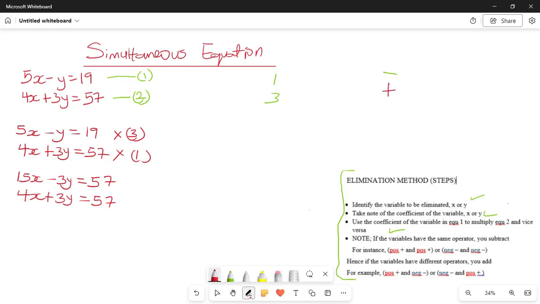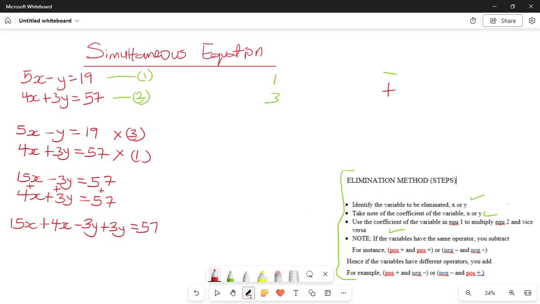So if the variables have different operators, you add: positive, negative, or negative, positive, which is what we have here. So we are going to add. You can just put the addition sign here. So we have 15x plus 4x, then minus 3y plus 3y, equals 57 plus 57.